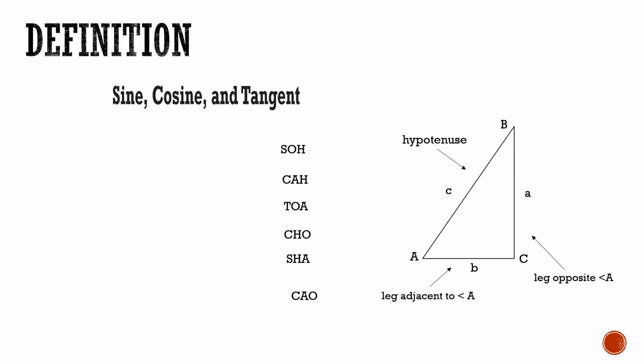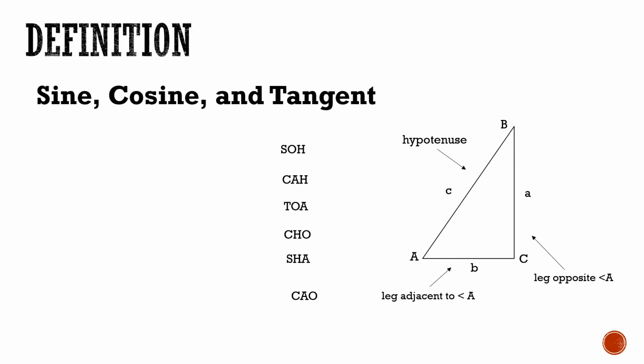Let's define more the six trigonometric ratios. So remember the sine, cosine, and tangent because these will be the three basic trigonometric ratios. For all right triangles ABC with acute angle A, our reference angle is angle A. The opposite side of angle A is what we call the opposite leg, and the other leg is what we call the adjacent leg.